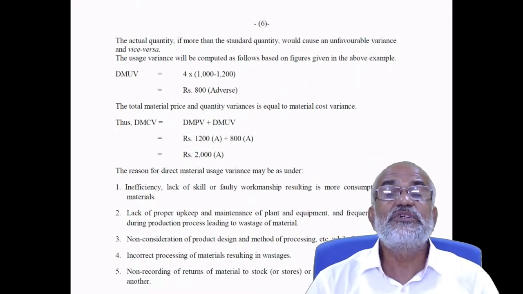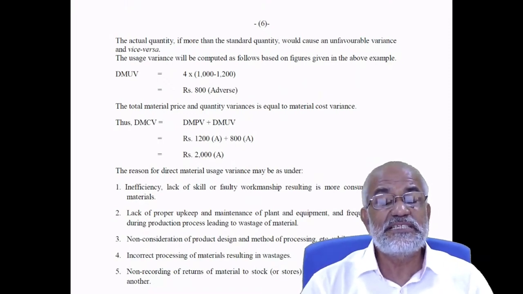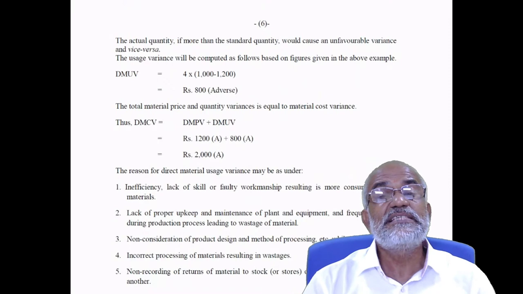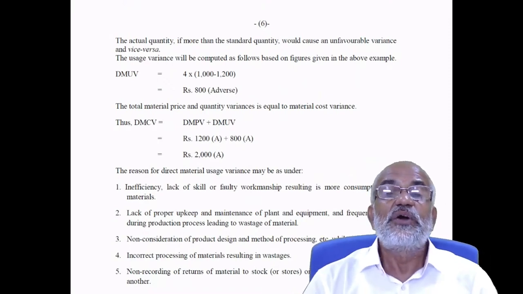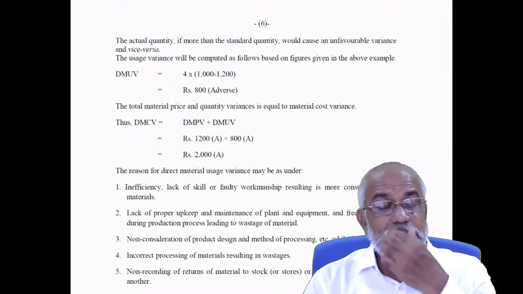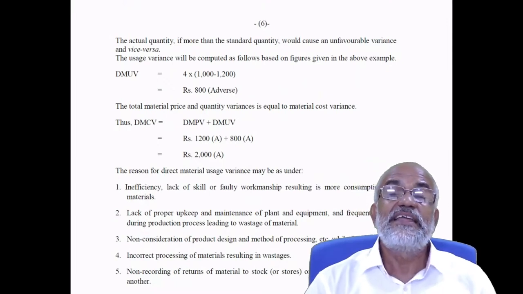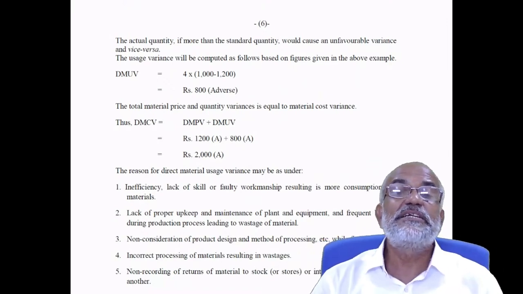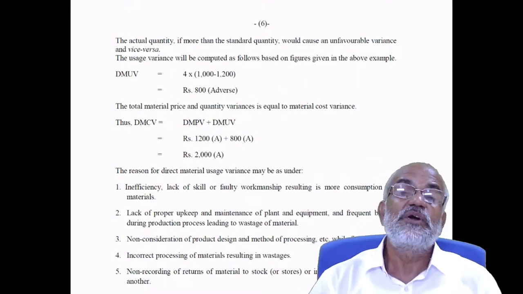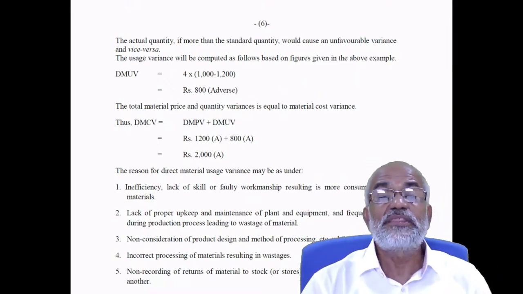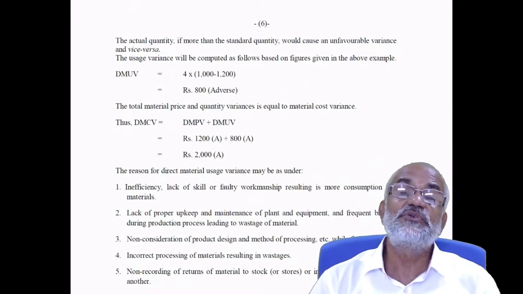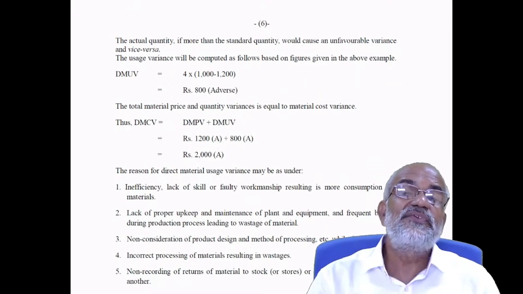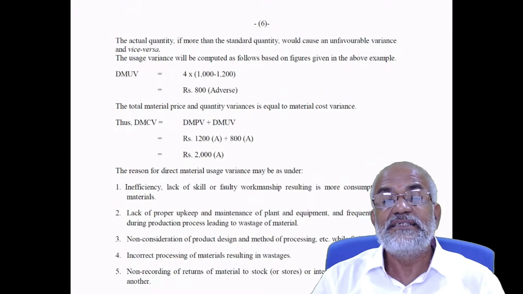That means the difference between the two would be equal to the direct material cost variance because they are the resultant of the two. Direct material cost variance is equal to direct material price variance plus direct material usage variance. When we computed the direct material price variance, it was 2000 adverse, and here the direct material price variance is 1200 adverse, and the direct material usage variance is 800 adverse. When both are combined together, 1200 and 800, that comes to the same 2000, and that is also adverse in nature.